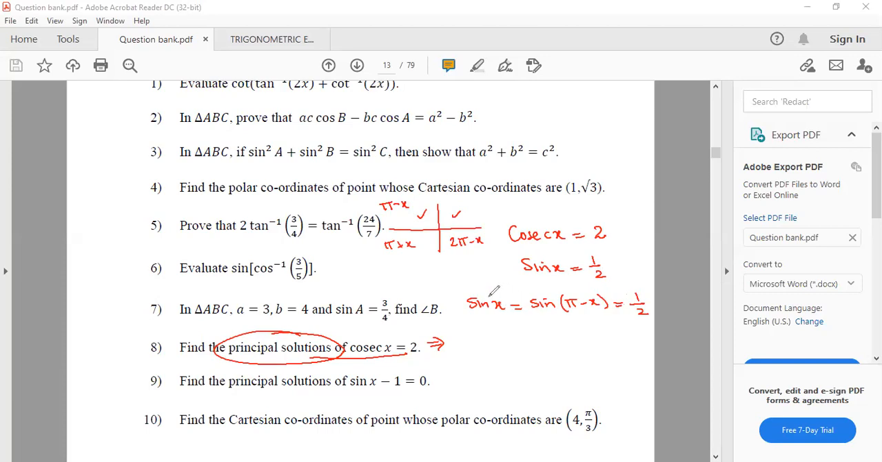Now put the value of x. Which value of x will give you sin x as half from the table? 30 degrees. So put x as 30. You should write 30 in radians. So what answer will you get? Sin pi by 6 is half. Sin pi minus pi by 6 is half. That means sin 5 pi by 6 is half.